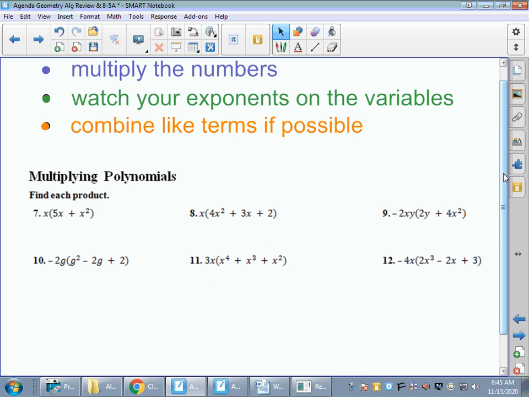So for number 7, if I'm going to distribute, notice it's just a distributive property problem. We know how to do this. I'm going to distribute that x to both of those terms. So x times 5x is 5x to the second power because it's a 1 and a 1 on my exponents. And then I'm going to do x times x squared. So that's going to be a positive x to the third power.